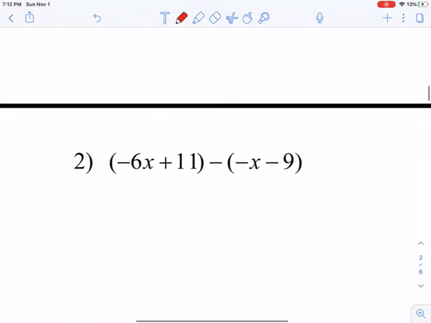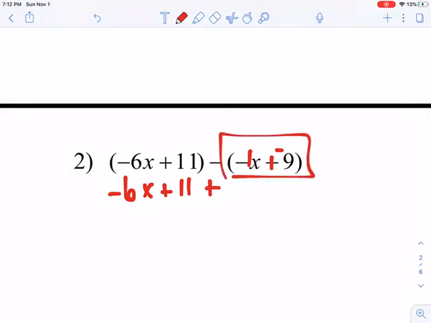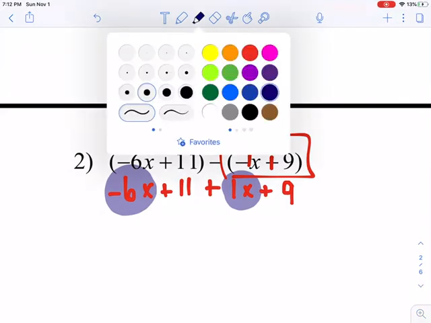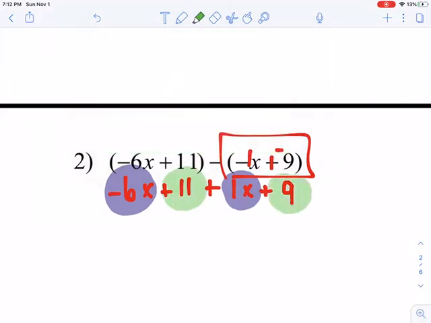Okay, look at number 2. This one we do have subtraction inside one of the parentheses, so we're going to change that first. You can always put a 1 in front of the x that's by itself. Now we're going to change the middle subtraction. So remember, just like what we do with integers, we keep the first set. Subtraction in the middle changes to addition. Everything in this one becomes its opposite. So now we have a positive 1x and a positive 9. We can combine our x's and we can combine our constants. So the x's add up to a negative 5x and the constants add up to 20.